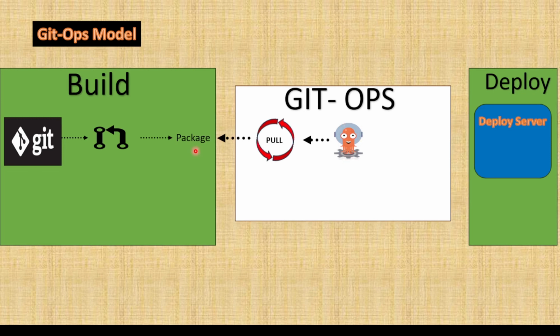Let us assume that your deployment has outdated code. Then it will go and check whether there is any latest package, that will be pulled, and then that will be deployed to your deployment server. And GitOps will even give you the status of whether the code is out of sync or not. Let us see in a demo how ArgoCD is going to help the GitOps model.